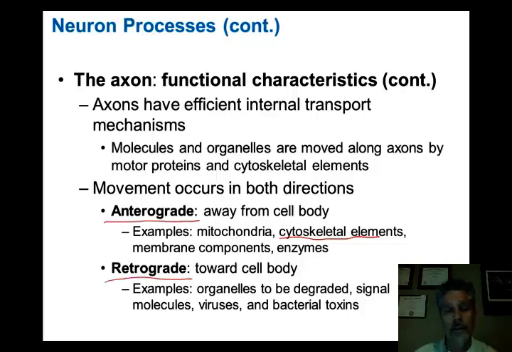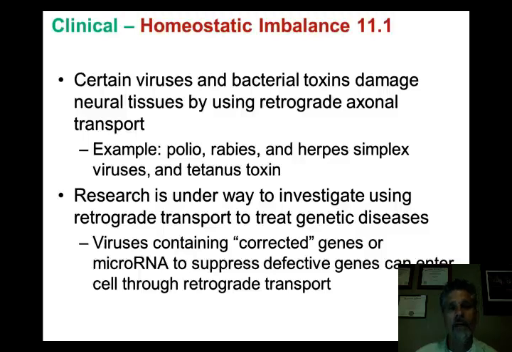There is some movement that goes back the other way as well. So if we need to recycle organelles that we've sent downstream, we need to bring them back up to the main manufacturing area. Signal molecules we can reabsorb and things like that. But you can also get toxins that can go up and infect the cell as well. Those are called retrograde, right? Retrograde viruses and things like that. There are lots of examples you may have heard of: polio, rabies, herpes, tetanus. All of those are migrating up. They affect the nervous system and they migrate up in that way. Now they're trying to engineer viruses so that they can actually go up and have a positive effect instead through that retrograde transport, to suppress defective genes, etc. So it's interesting technology that's developing.